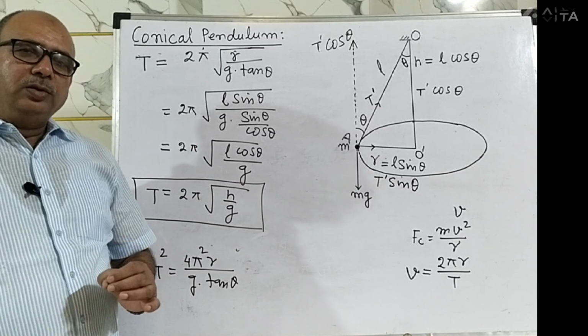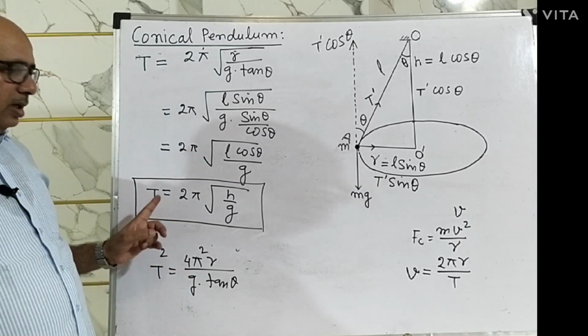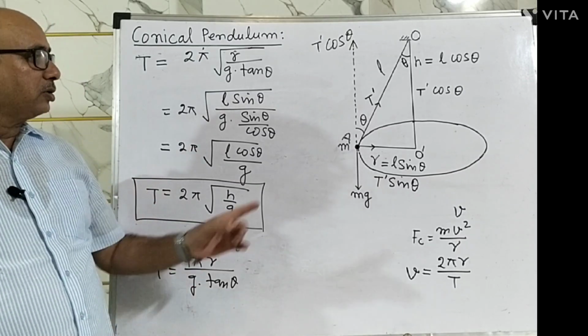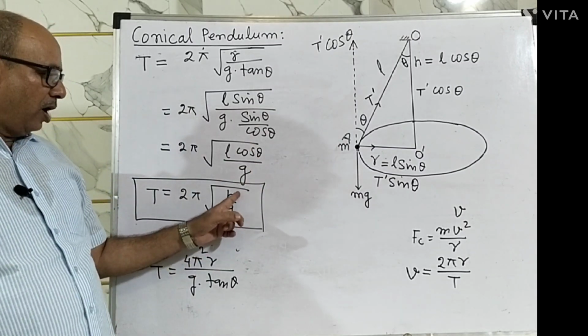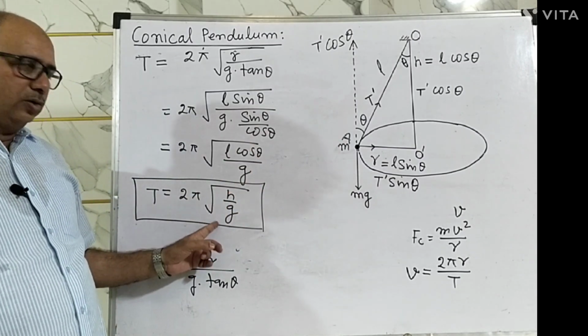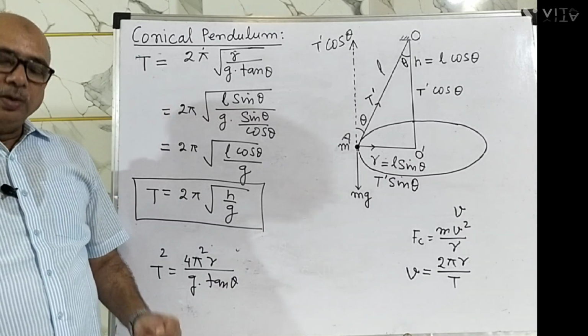So this is the formula for time period of the conical pendulum. Here the important thing is the time period is independent of the mass of the bob. It only depends on the value of h and the acceleration due to gravity at that particular point.